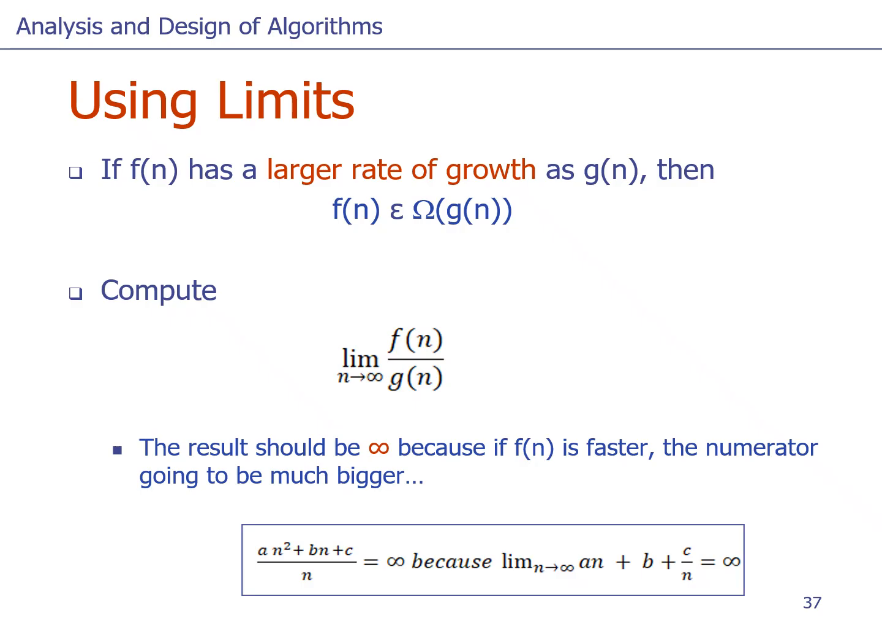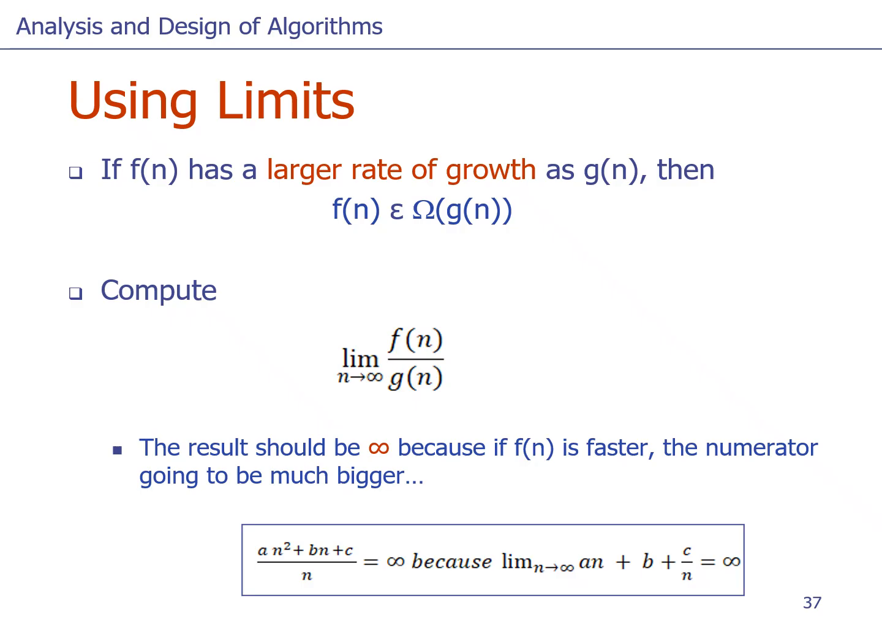Now the third case is that f of n has a larger rate of growth than g of n. So f of n is an omega of g of n. Again, you take the limit of f of n divided by g of n as n goes to infinity, and if the result is infinity, then you have proven that f of n is growing faster than g of n, and consequently f of n is in omega of g of n.